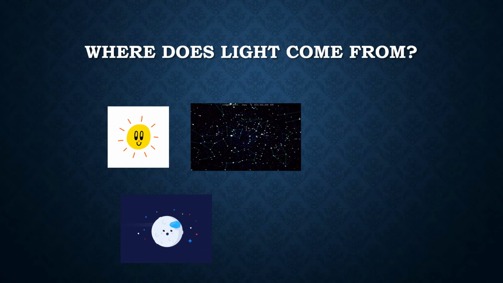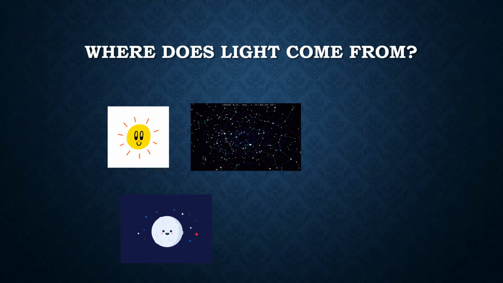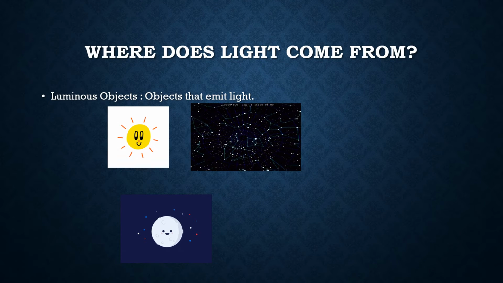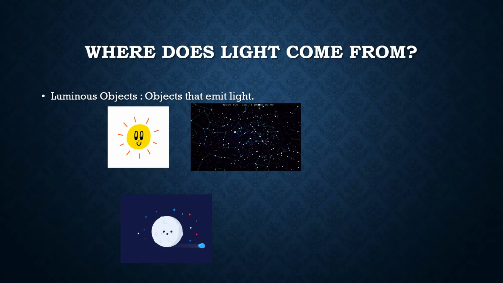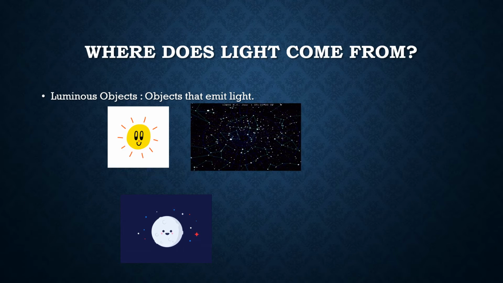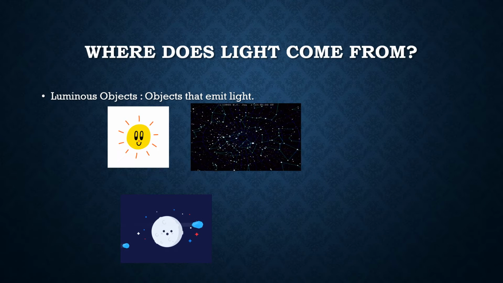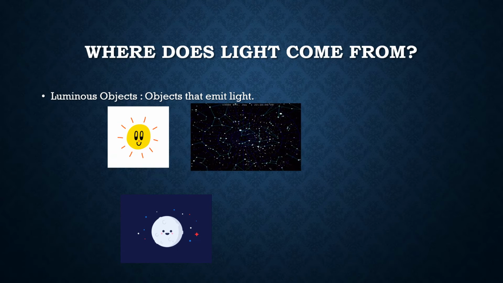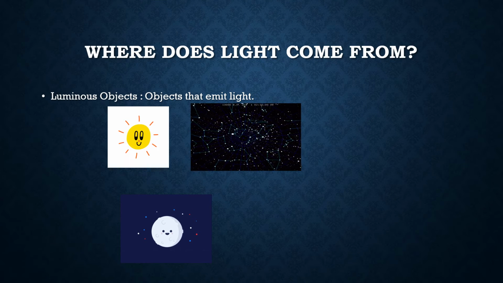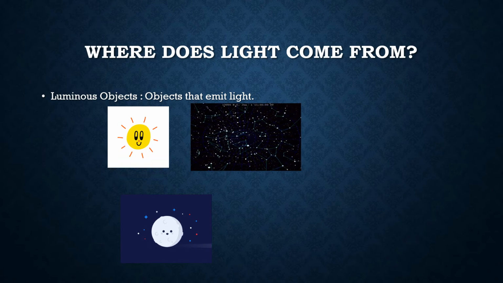Where does light come from? Luminous objects are the source of light. These are objects which emit their own light. For example, natural luminous objects are the sun, the star, the firefly. They all emit their own light from within themselves. Man-made luminous objects are tube light, light bulb, etc.